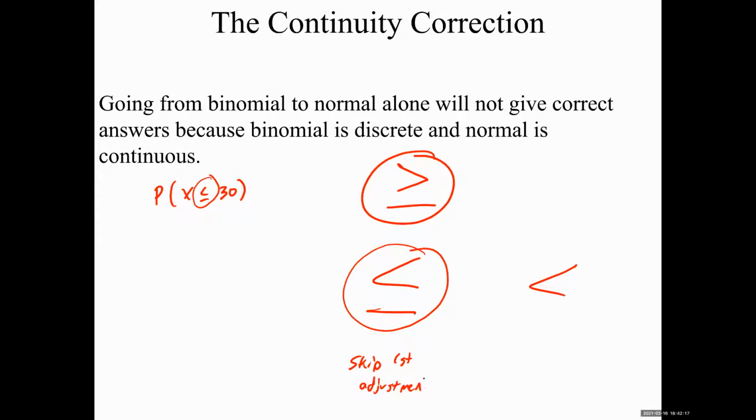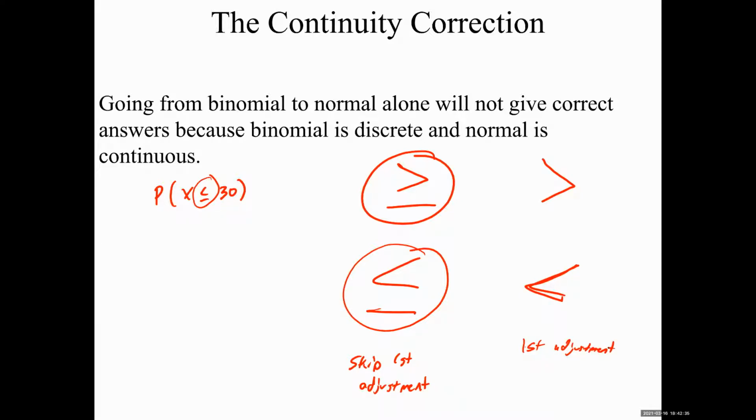In other words, you don't have to change the number by 1. But if it's this symbol, less than or greater than, with no line on the bottom, then you have to do a first adjustment. You'll have to change the number by 1.